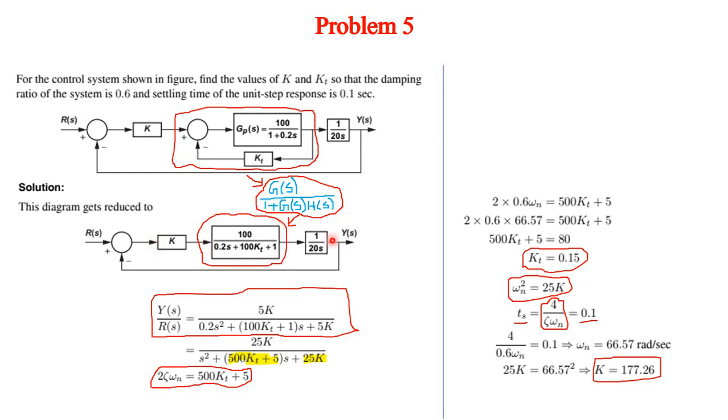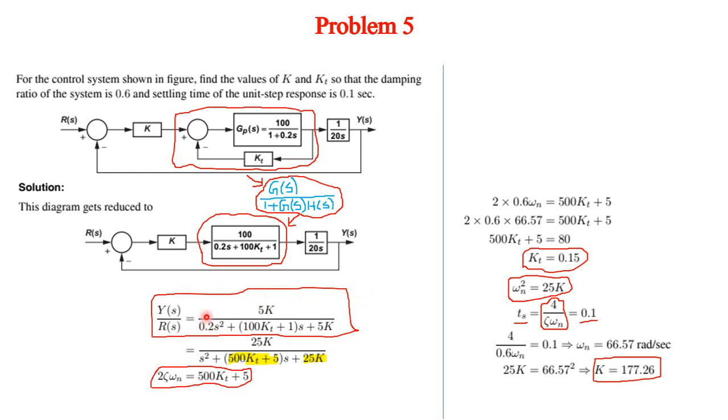Now this and this are in cascade. So this is totally G of s, and H of s is 1. So we can use again the closed loop transfer function relation and simplify. We will get this Y of s by R of s after doing the mathematical manipulation.